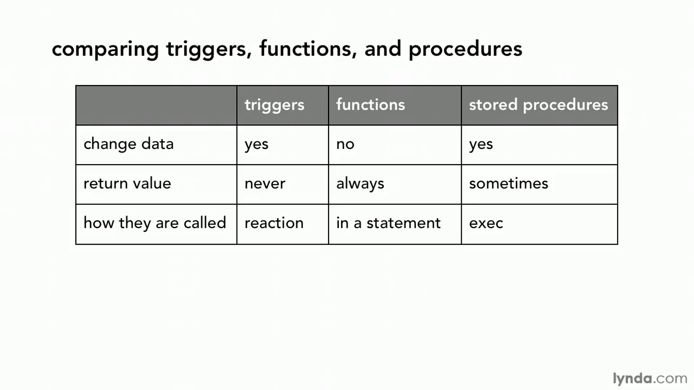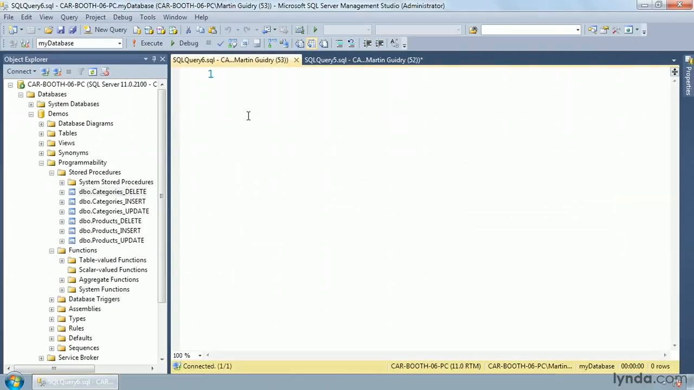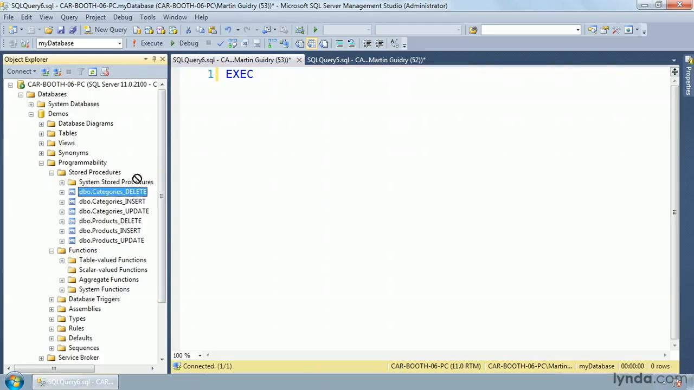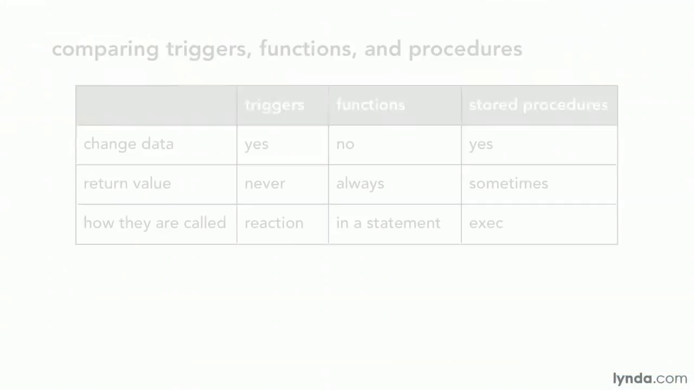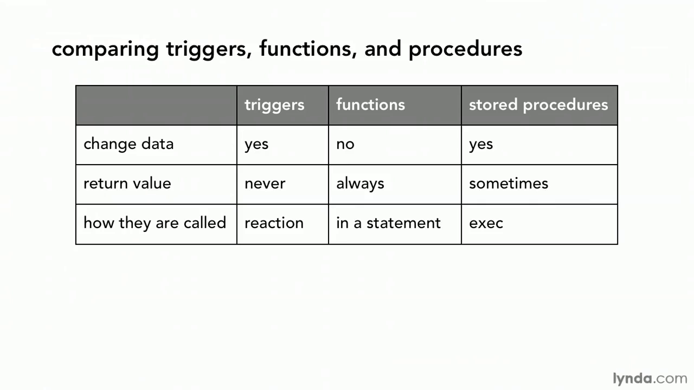Probably the biggest difference between the three is how they are called. The easiest to work with is a stored procedure. For a stored procedure, we just simply execute it directly from code, using the phrase exec or the full word execute, and then the name of the stored procedure. This will cause the stored procedure to run at that time. We cannot use this technique with the other ones.